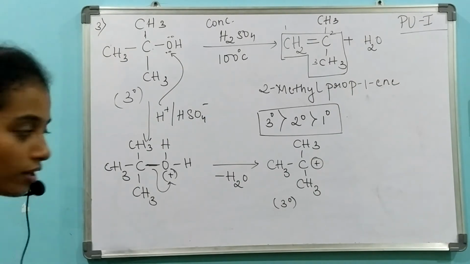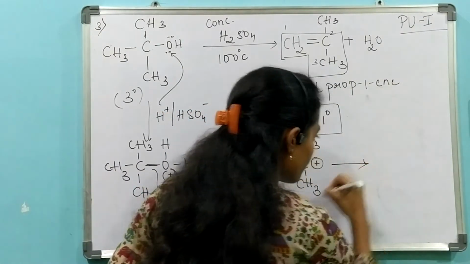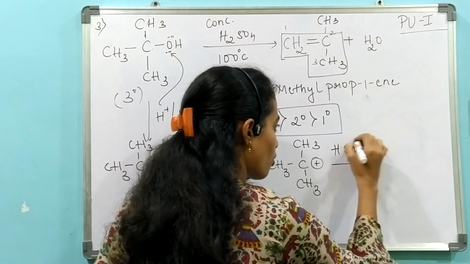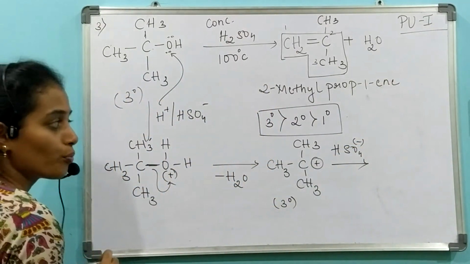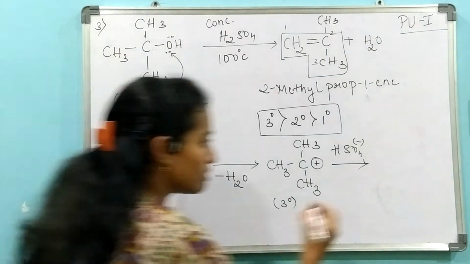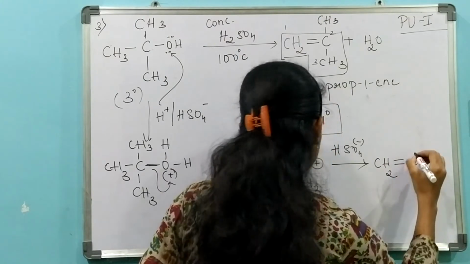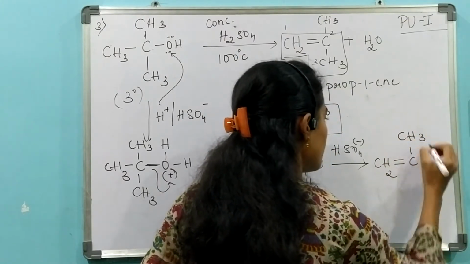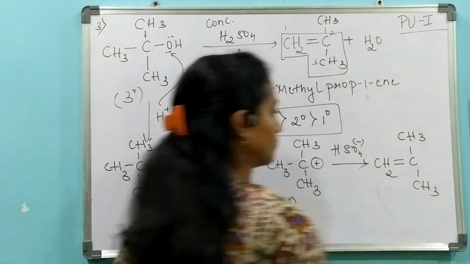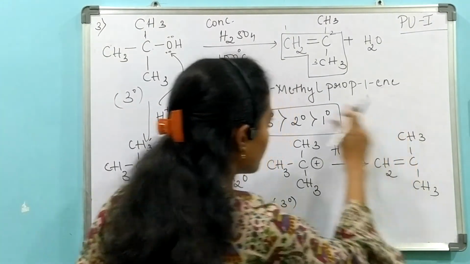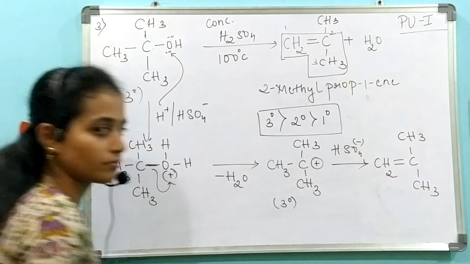Next, after doing this, you give back its proton to sulfuric acid. Therefore, you will be getting CH2 double bond C, CH3 and CH3. Therefore, you got the product 2-methylprop-1-ene.